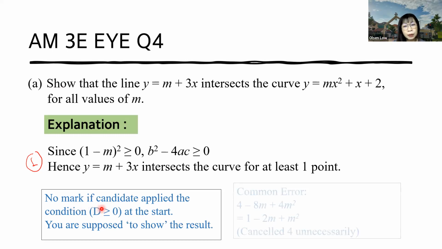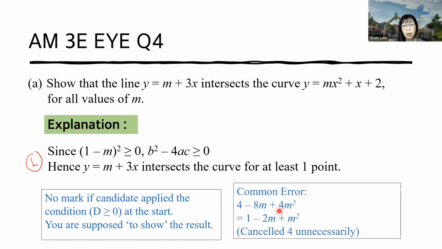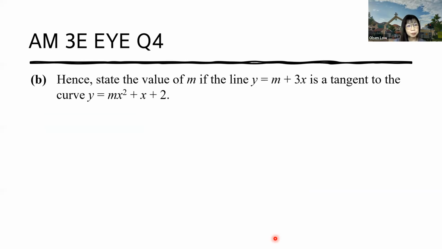Now, the second common error that we observe is this: the expression 4 minus 8m plus 4m squared is an expression, it is not an equation. So you cannot just simply divide the whole expression by 4 and be left with only 1 minus 2m plus m squared. So do take note of this. Once we are done with this, then we can proceed to part B.